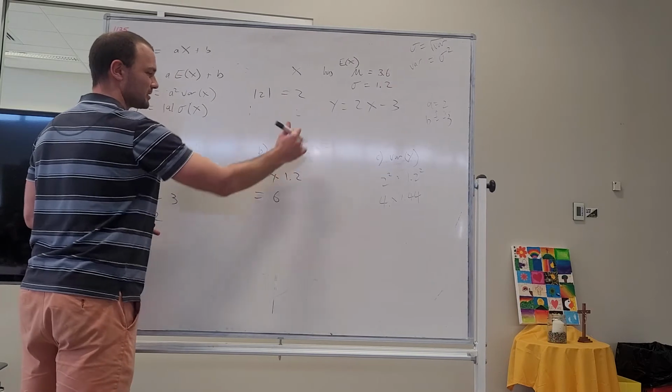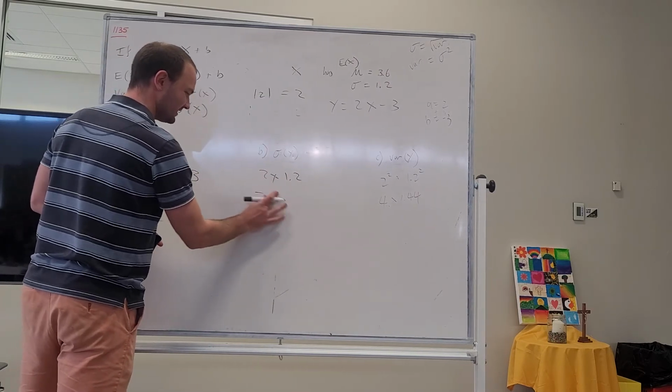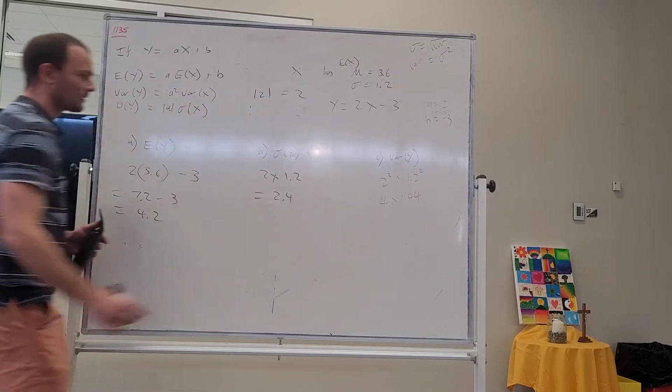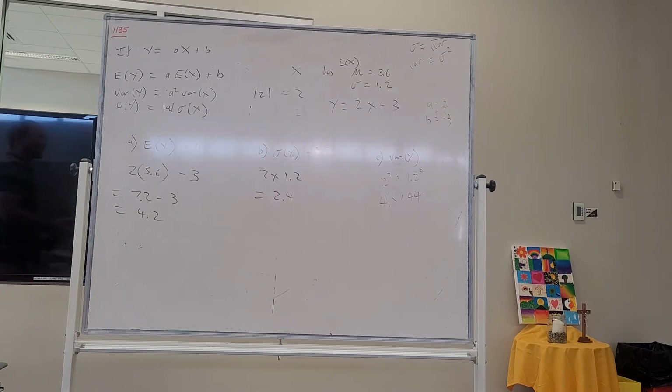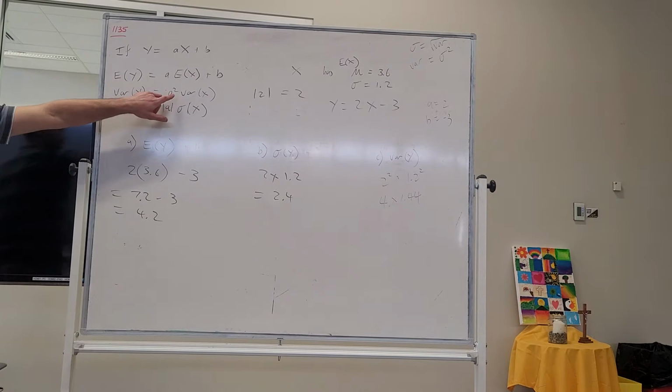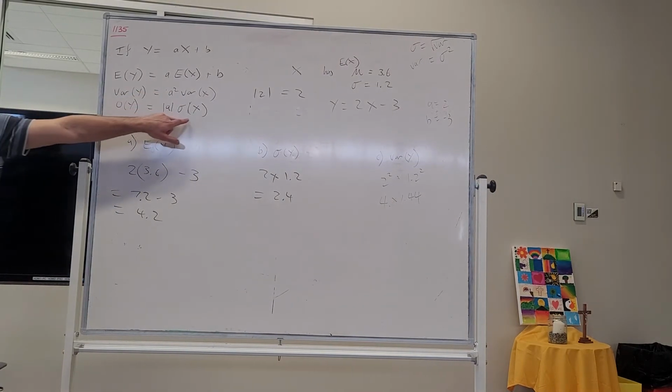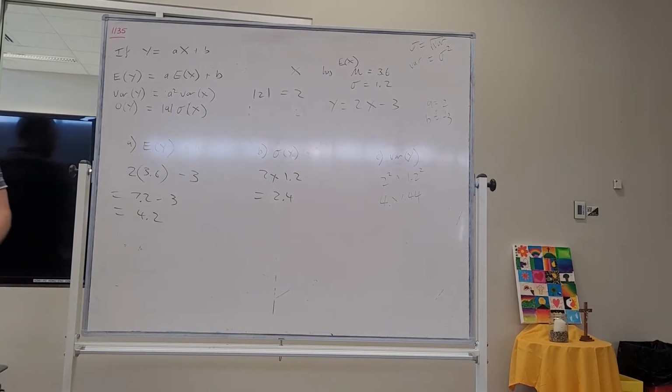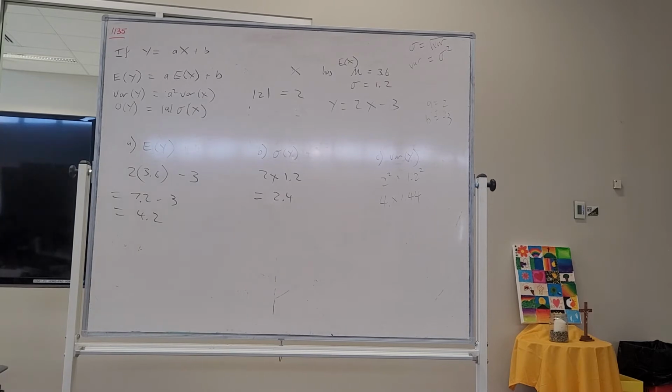You're correct. The modulus of A is 2. Thank you. 2.4. A is 2. So it's modulus of A times standard deviation of X. Modulus of A is 2. Good. Thank you for correcting me there. And last one here, so 4 times 1.44.